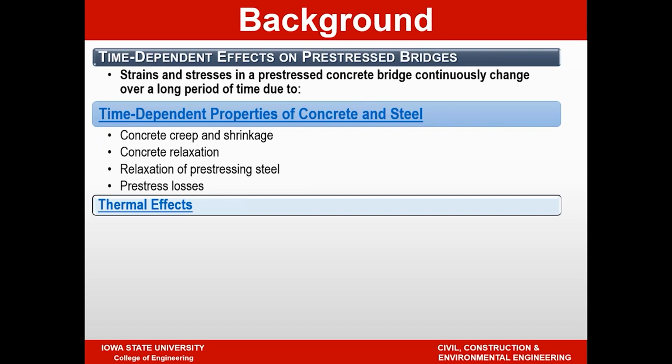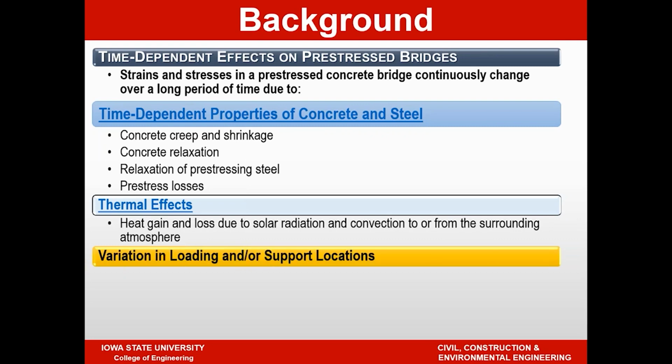In concrete creep, you're applying a constant force and letting the concrete creep. Under relaxation, you're maintaining a constant strain, allowing the concrete stress to reduce as a function of time. The relaxation of pre-stressing steel is also expected, and this will also reduce the stresses in the concrete. And then the pre-stress losses resulting from time-dependent effects will also in turn affect the stresses and strains. Thermal effects can also take place, which come from heat gain or loss due to solar radiation and convection to or from the surrounding atmosphere to the structure, which can also induce stresses, even though we have not focused on thermal effects in this particular study.